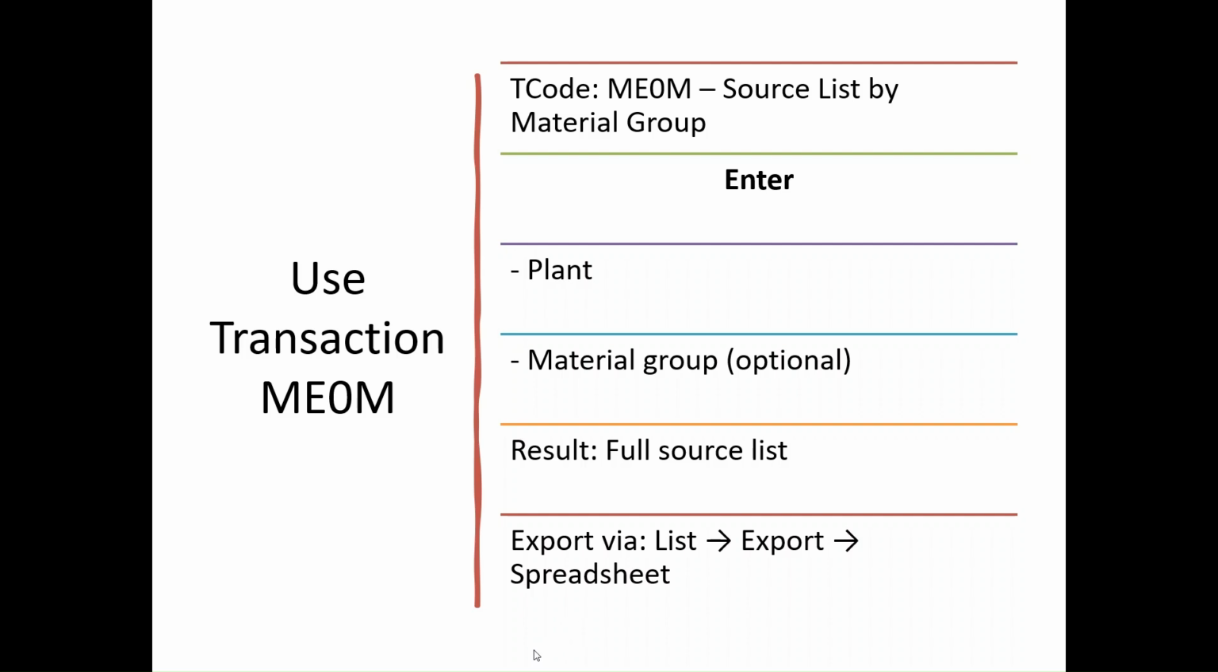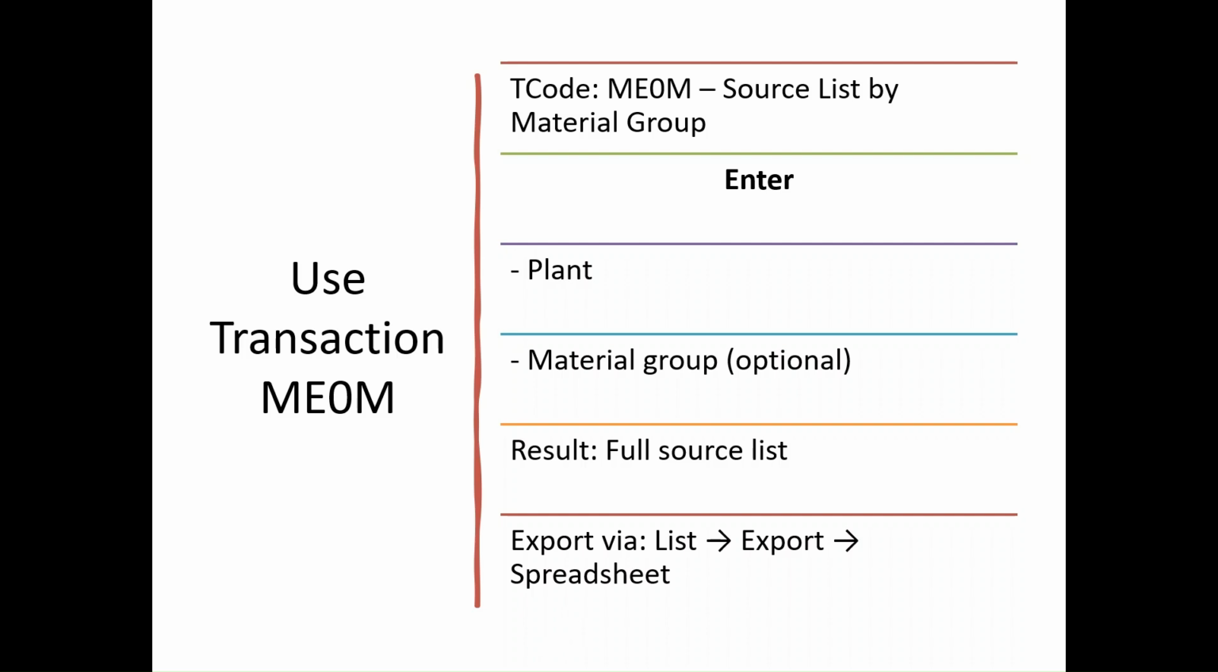Then you will get the full source list when you execute, and you can export it in the same way. You will go to list, then further in the drill down option, export, and you will export it as a spreadsheet. In this way, the complete data will be exported in your desired format. So this is the method using transaction ME0M.